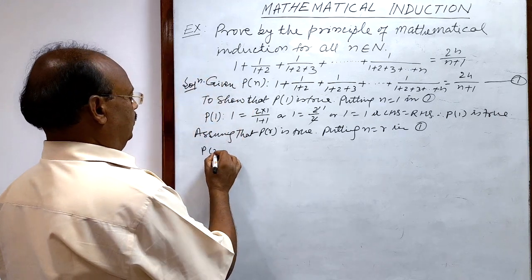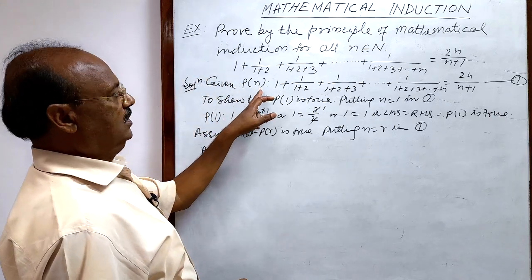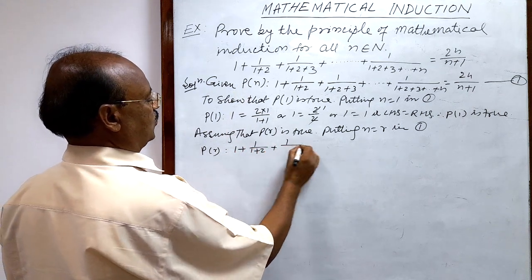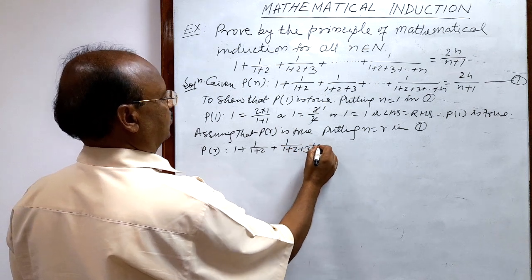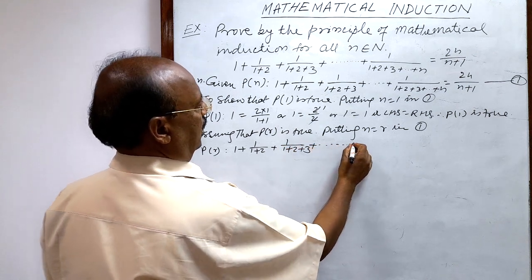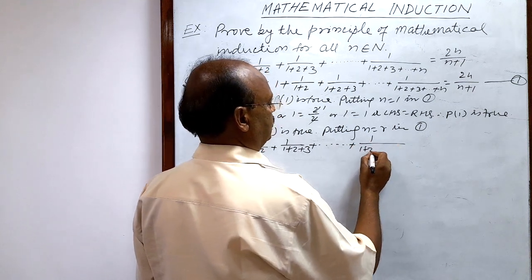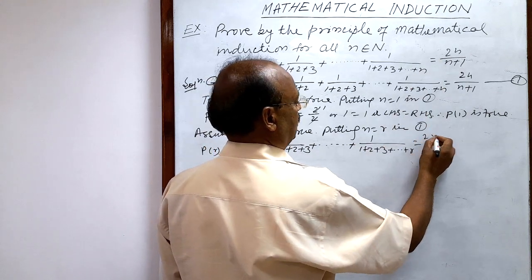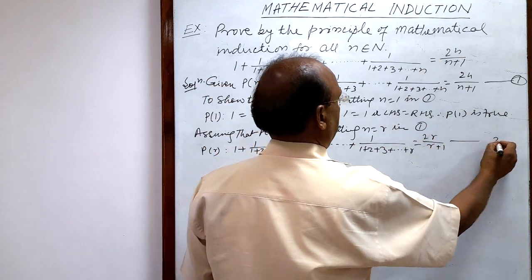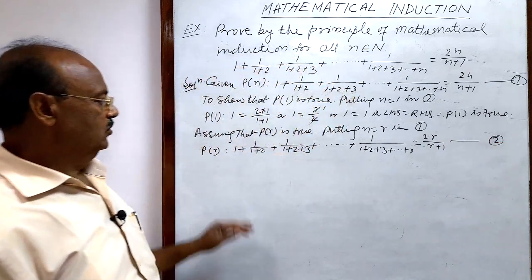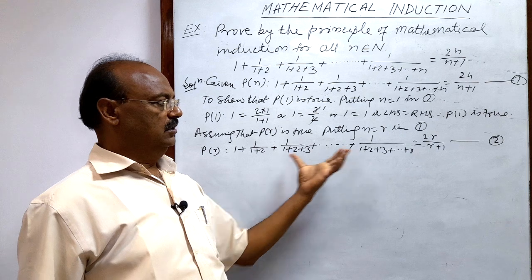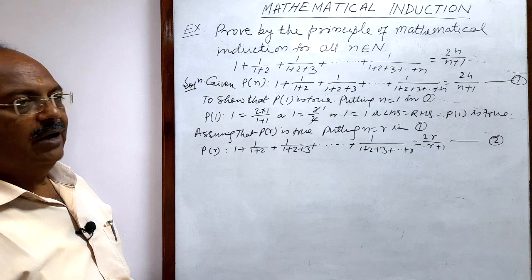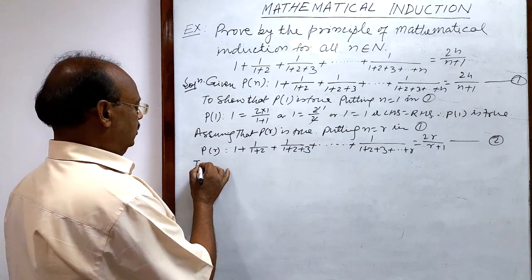We are getting here PR, putting n is equal to R. So PR is 1 plus 1 by 1 plus 2 plus 1 by 1 plus 2 plus 3 plus up to 1 by 1 plus 2 plus 3 up to plus R, and this is 2R divided by R plus 1. Let us call it relation number 2. So here we are assuming that this statement is true. This holds good. And third and last step, we have to show that PR plus 1 is true.